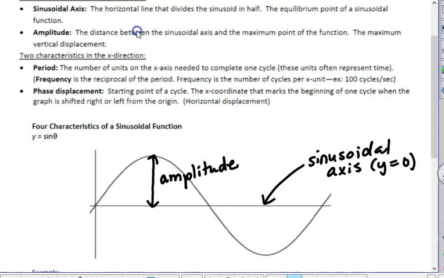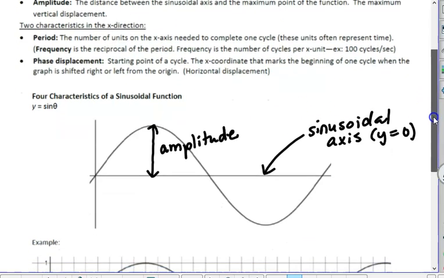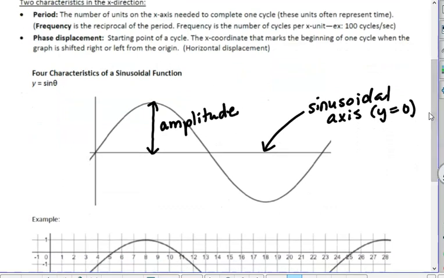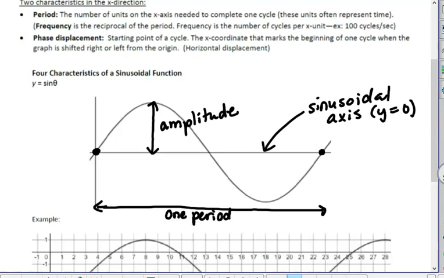There's also two characteristics of a sinusoidal function in the x direction. One of them is called the period, and that is the number of units on the x-axis needed to complete one cycle. So if we were to draw a line from here to here, this being the starting point and the ending point of the cycle, that would be one period. So it's the length of one cycle. Notice that is the difference between the starting and ending x value of the cycle.